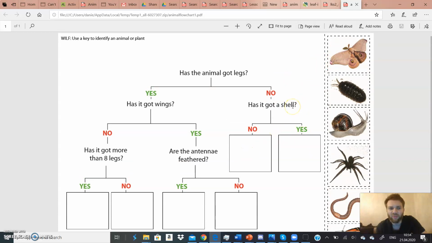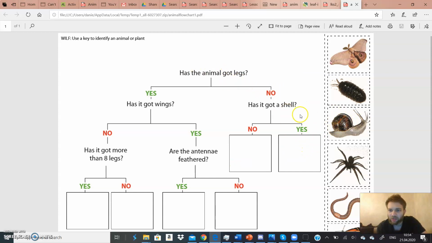If you don't know what that means, if you don't know what a shell is, then it's time to use the search engine, some research skills that we've done in computing this week. And then when you know what a shell is, you can answer the question a bit more clearly. You can go this one, for example.